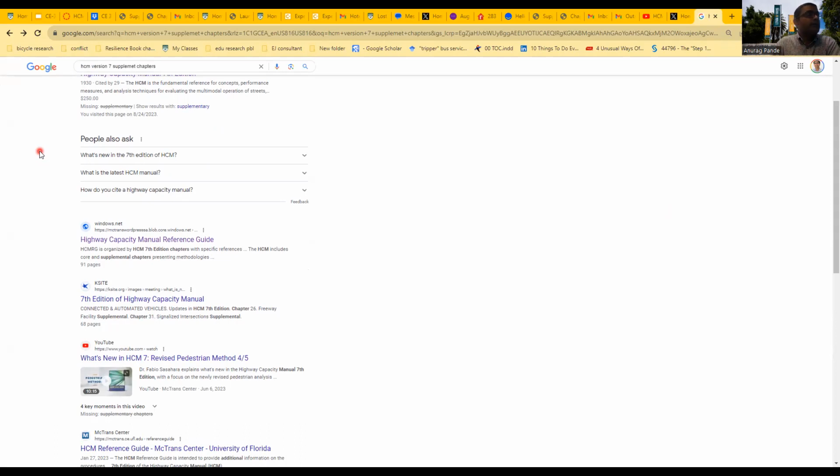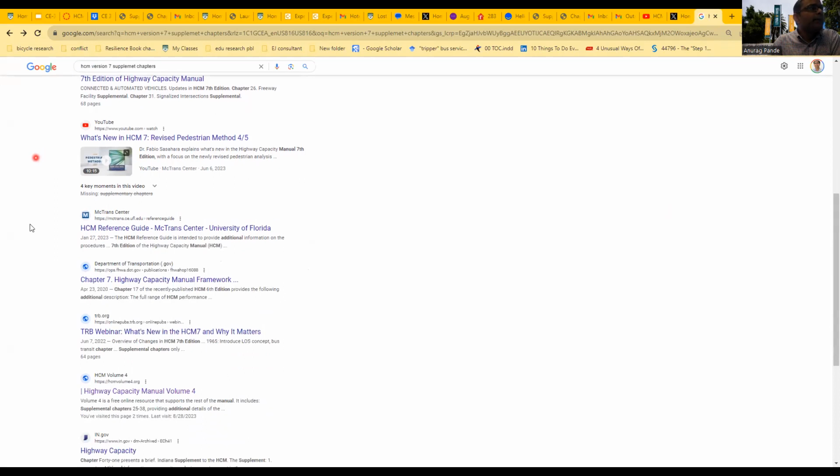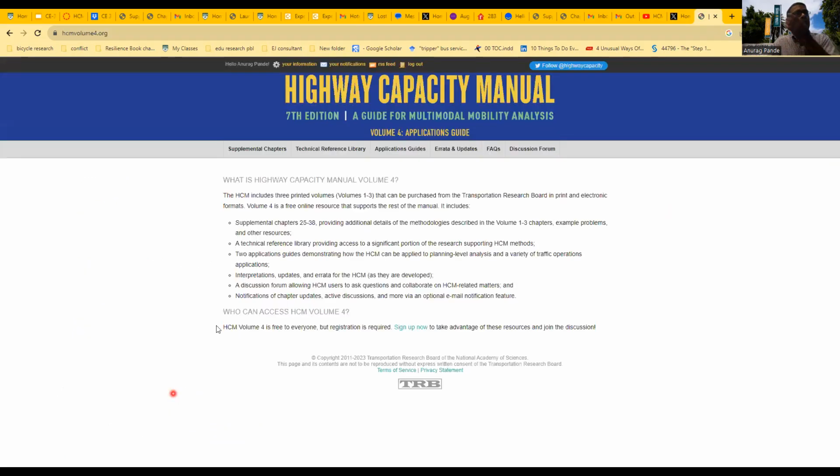But for the freeway level of service, there is no difference between version 6 and version 7. And the other thing I want to talk to you about is that what is not available for free are the volume 1, 2, and 3 of the Highway Capacity Manual. But the Highway Capacity Manual volume 4 is freely available.